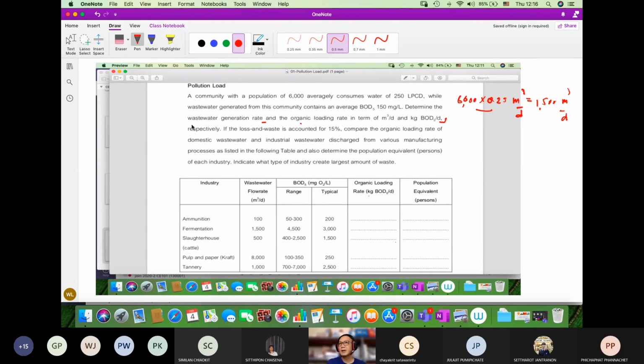If you wash your car, you lose some amount of water. So only 85% of water becomes wastewater. Okay, so 15% of water use is lost.